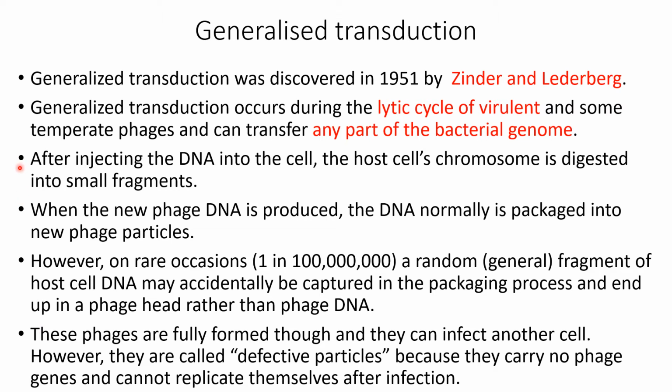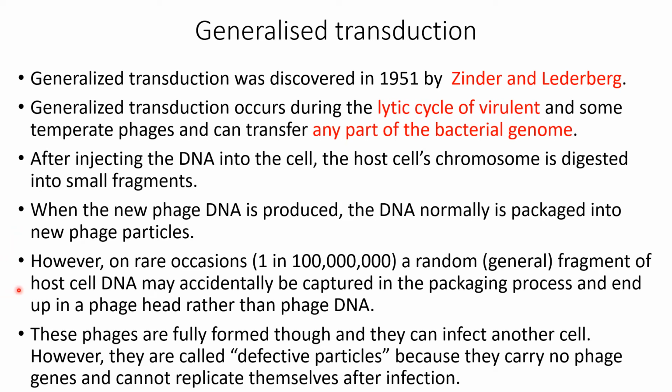So what happens during generalized transduction is, after the phage injects the DNA into the cell, the host cell chromosome is digested into small fragments. This happens in any lytic cycle, right? Once the phage DNA enters the bacterial cell, it will first break the host cell DNA into small fragments. Now in the second stage, when the new phage DNA is produced, the DNA is normally packaged into the new phage particles. You have already seen this in the lytic cycle, where the viral DNA is packaged into the viral head to give rise to new progeny phages, right?